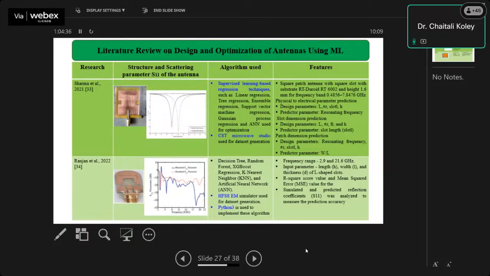Here they proposed a regression-based machine learning approach to compute the resonant frequency at the dominant mode of TM10, along with the slot dimension of the square patch and the patch dimension, to design a compact microstrip antenna. They obtained a frequency band for this antenna of 0.4856 to 7.8476 gigahertz.